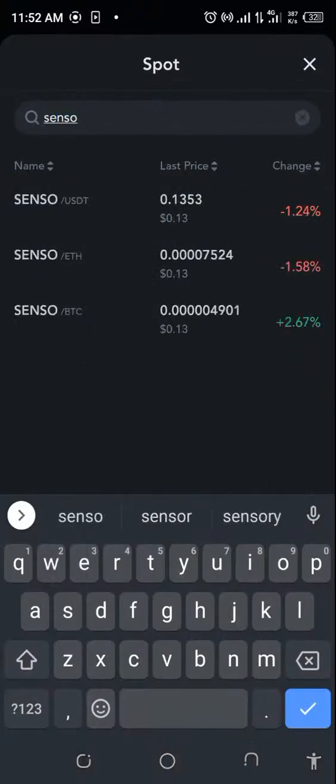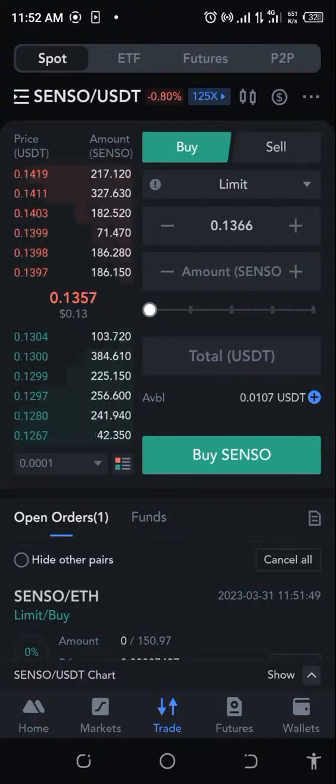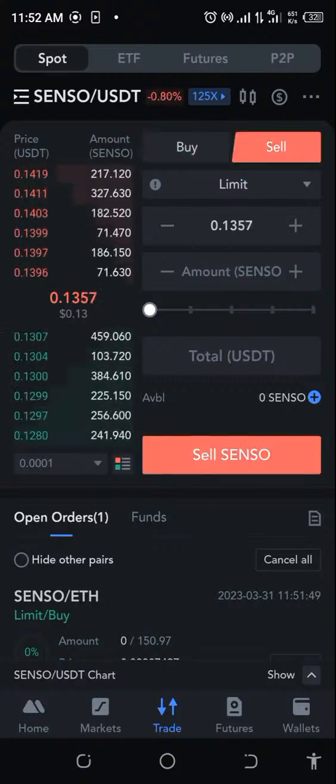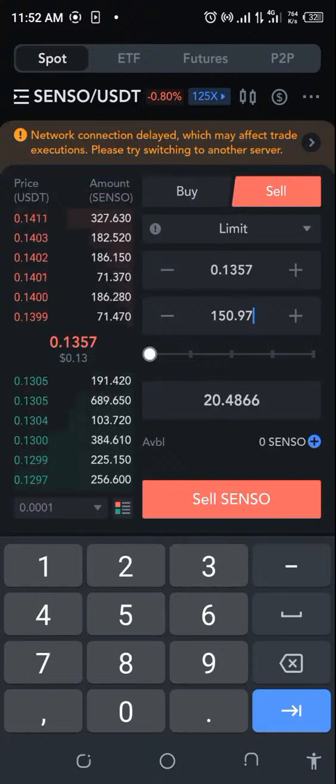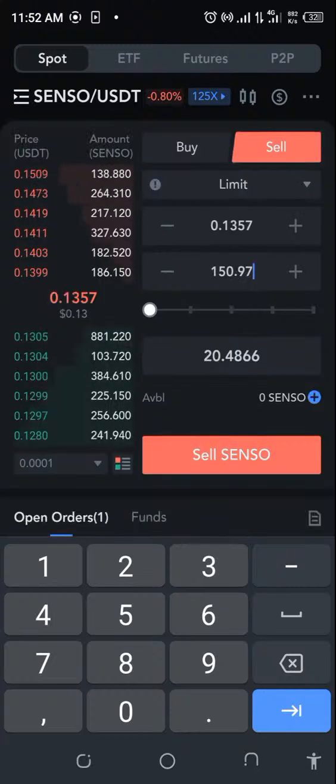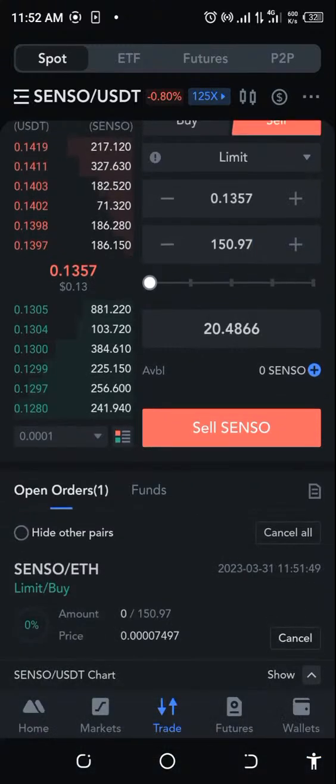Senso USDT. Let's see if we sell this, what would we make? That was 150.97. Whoops, we're gonna make 20.48. Yikes. Nothing really interesting, right? But anyways, it's still profit. At least we started out with 20.32, so it's still profit. All right then, I'll come back with the results. Let's hope this doesn't take too long, okay?